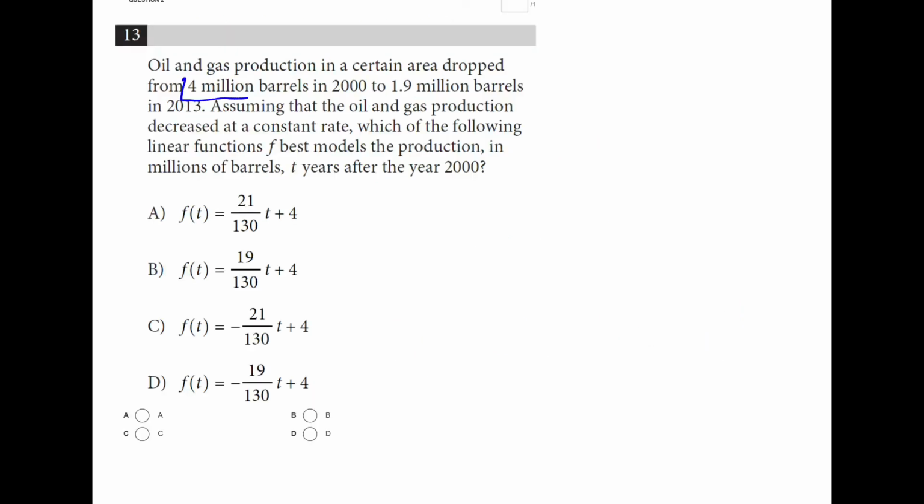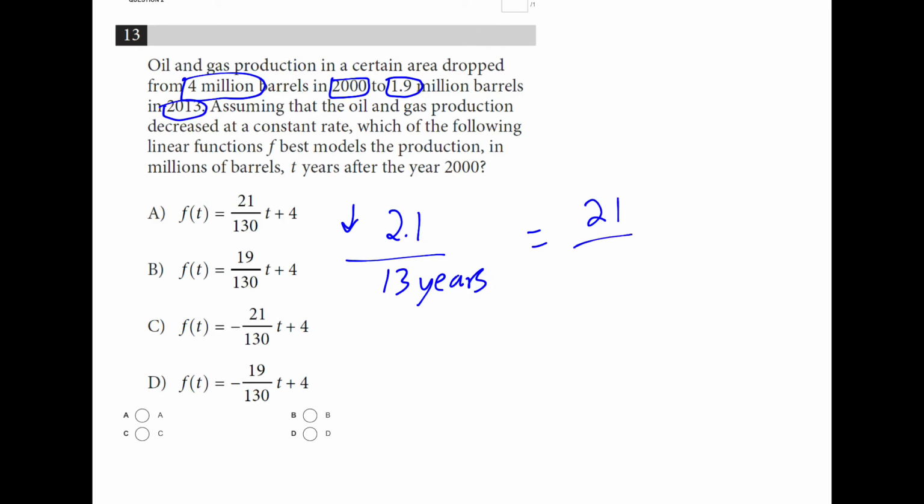So we went from 4 million to 1.9 million across 13 years. So if we went down 2.1 million over 13 years, it looks like they multiplied by 10 just to get rid of the decimal, so they had 21 over 30. And that is going down, so we're looking for a negative 21 over 30, and that tells us the answer right here. Our starting value is 4 million, and we are depreciating by this rate. Not depreciating, decreasing.